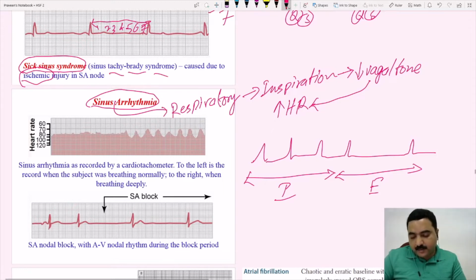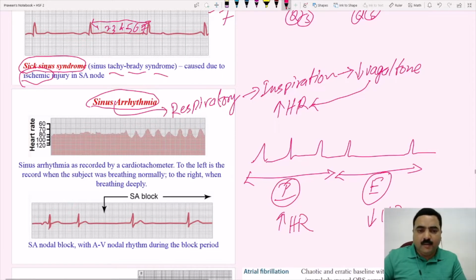That means the rate is slower over here, that means during the expiration. Okay, during the expiration, the rate will be slow, a decrease in the heart rate. But again, here during the inspiration and expiration, does it go beyond the normal limit of the heart rate? No, it's within the normal limits, but slightly more during the inspiration and slightly less during the expiration.